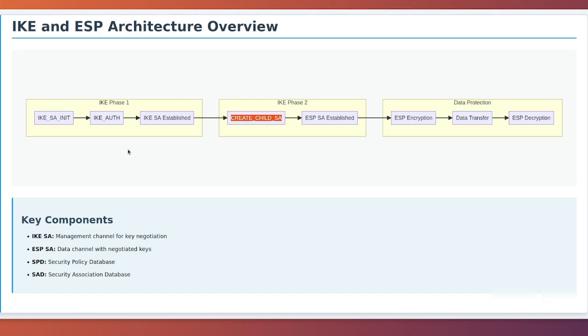ESP, or Encapsulating Security Payload, is the workhorse protocol that actually encrypts and authenticates your data packets. When a packet needs to traverse the VPN tunnel, ESP takes the original IP packet, encrypts it using the agreed-upon algorithm and keys, adds authentication data to ensure integrity, and wraps everything in a new IP header for transport across the untrusted network. At the receiving end, ESP reverses this process, verifying the authentication, decrypting the payload, and delivering the original packet to its destination.